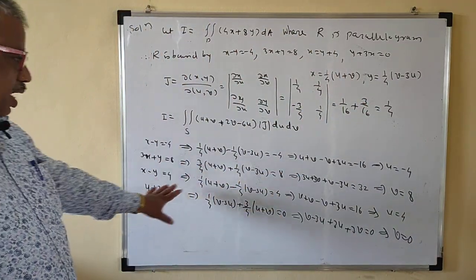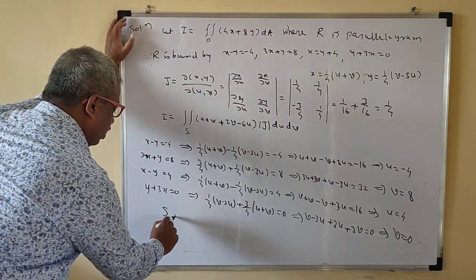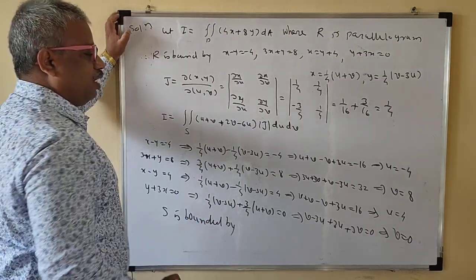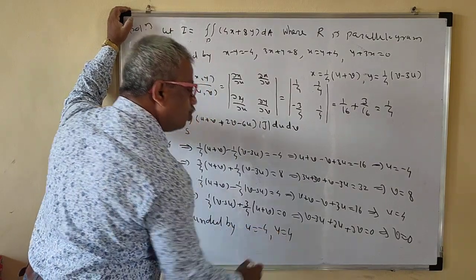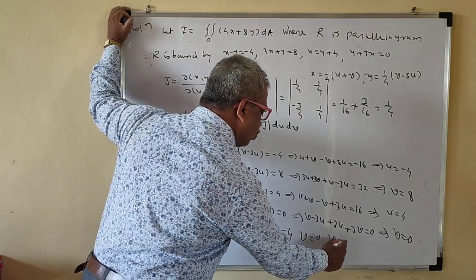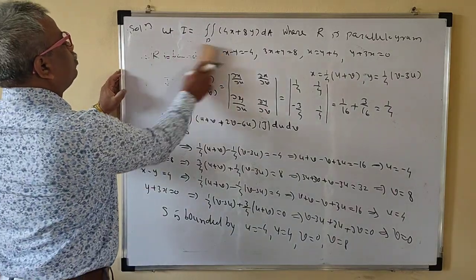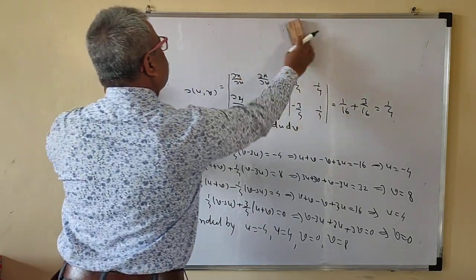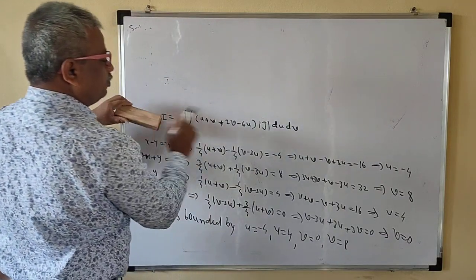So no need to draw the region S now. We will just say here S is bounded by u is equal to minus 4, u is equal to 4, v is equal to 0 and v is equal to 8. Okay, so therefore this is your integration.